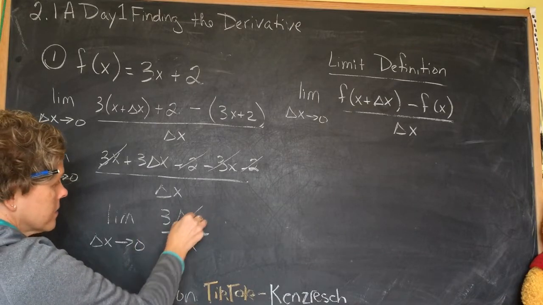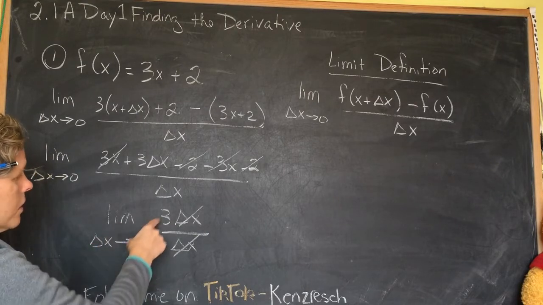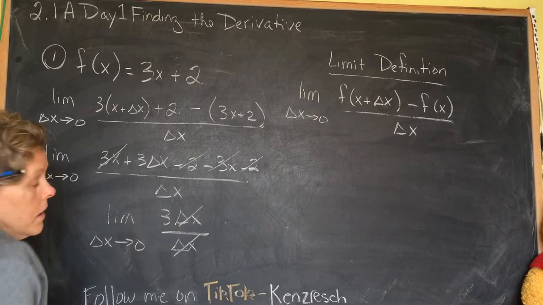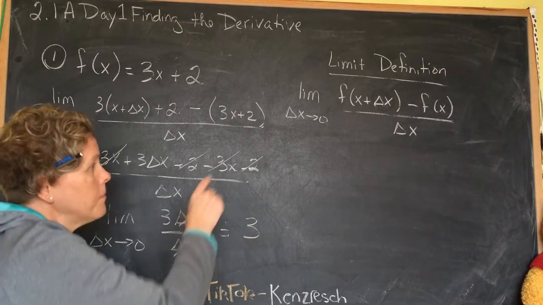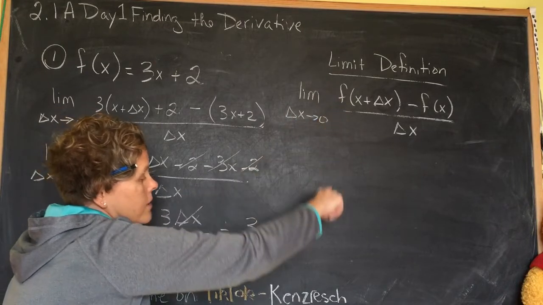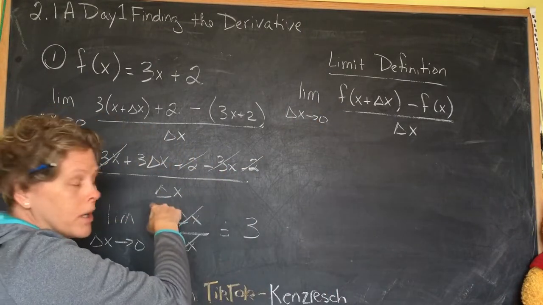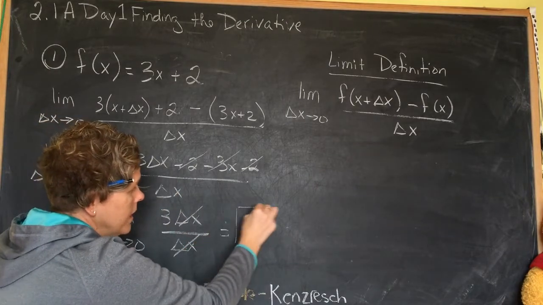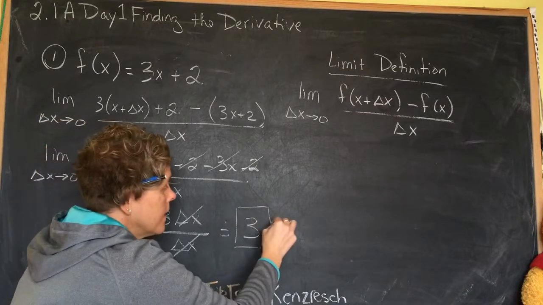Well, now that cancels out. So now I have the limit as delta x approaches 0 of 3. There's nothing else I can plug into, so my answer is 3. Now I said before on this problem that your answer is most likely going to have an x in it. Here's one of those instances where it doesn't have an x, and here's why. Remember, our answer here is our derivative.